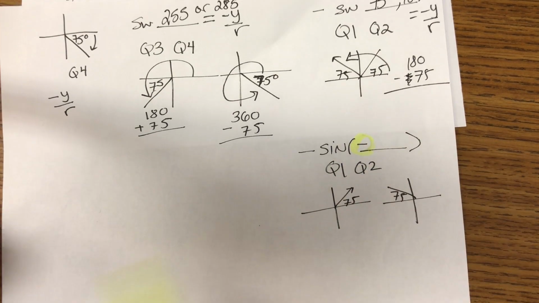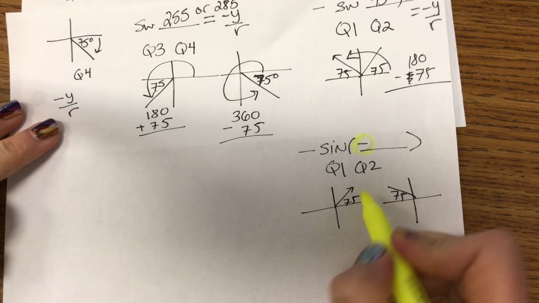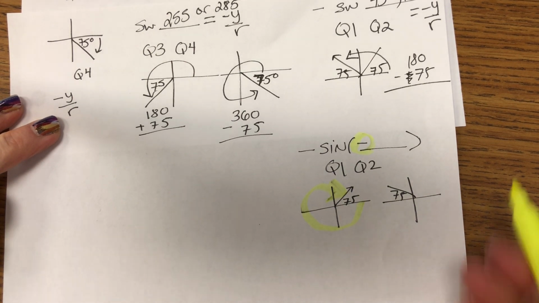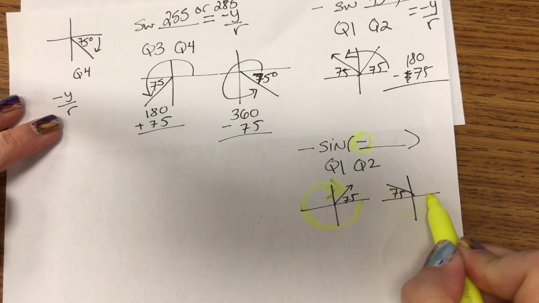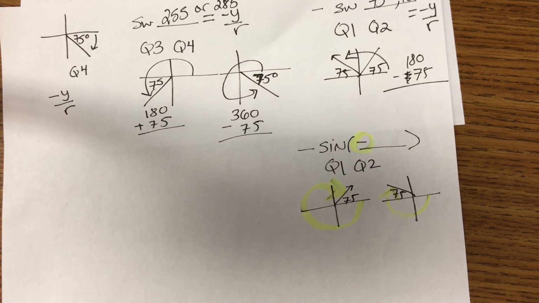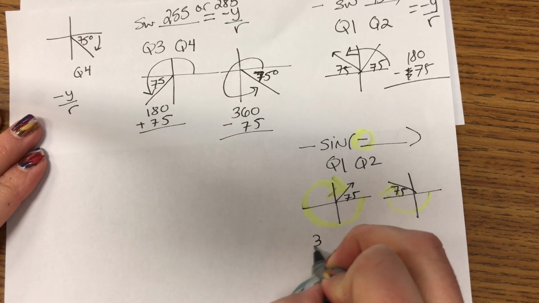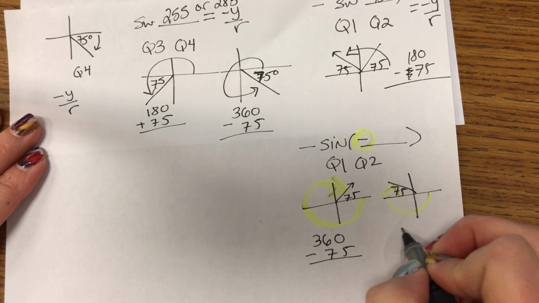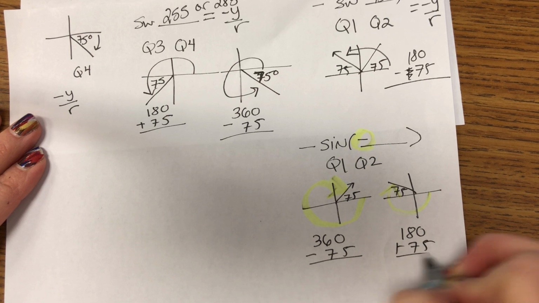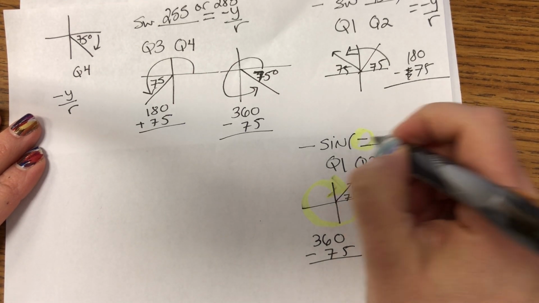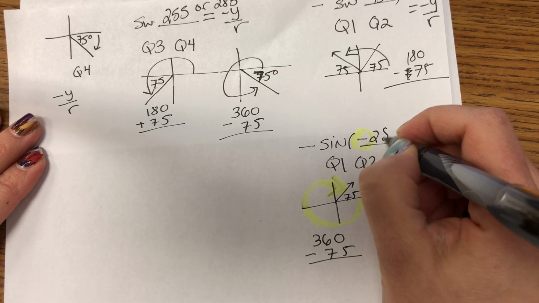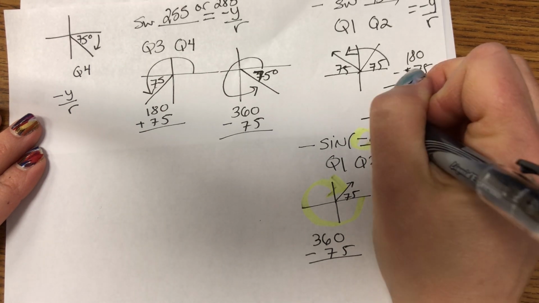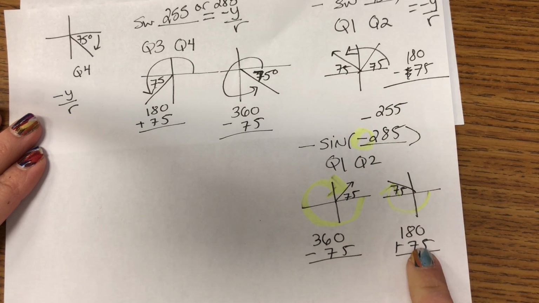the negative angle means go clockwise. So starting on the initial ray, my angle of rotation goes in the opposite direction, clockwise. So quadrant 1 would give me a negative angle of 360 minus 75, and quadrant 2 would give me an angle of 180 plus 75. So your answers here are either negative 285 from quadrant 1 or negative 255 from quadrant 2.